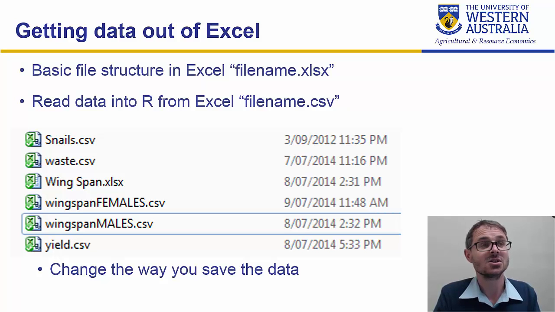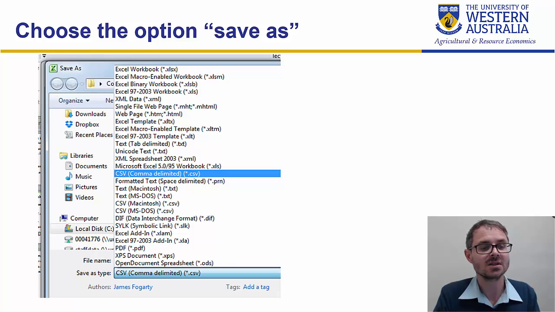So you need to be able to change the way that you save data. So you need to be able to go from Excel and change it to a CSV file. Now the way that you do that, it's just in the save as options. So you can see when you go to save a file in Excel, all of these various options come up, one of which is .csv, and as long as you can select that, you'll be fine.